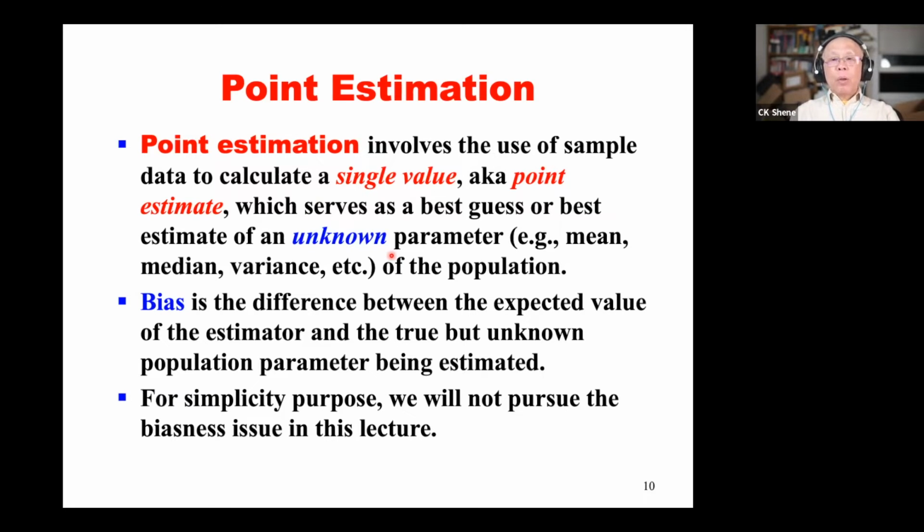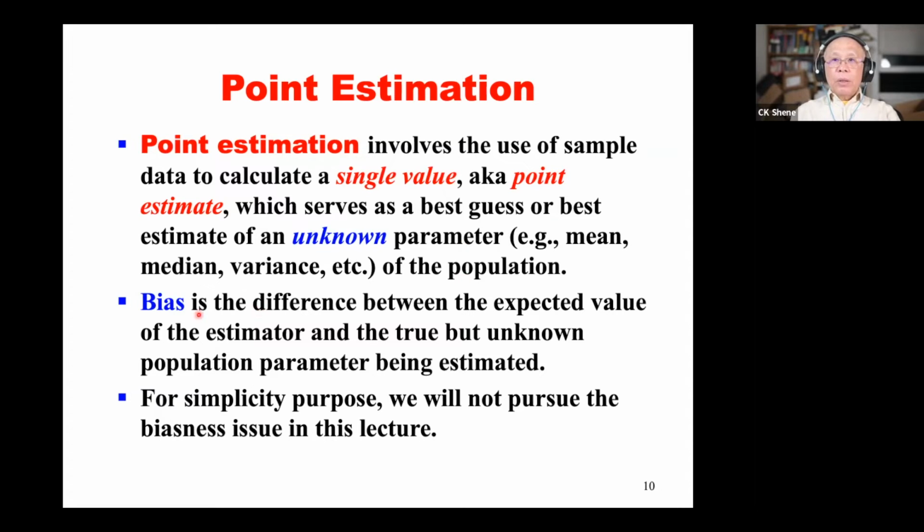For example, the mean value of the population may not be known, and we are interested in figuring out what the mean value of the population is. Then we select a sample and calculate the mean value of the sample. And hopefully the calculated sample mean value would closely estimate the unknown mean value of the population.